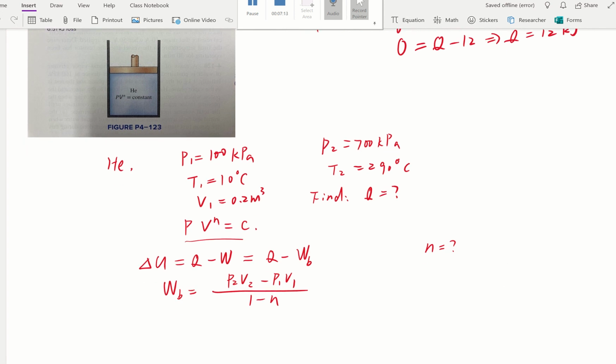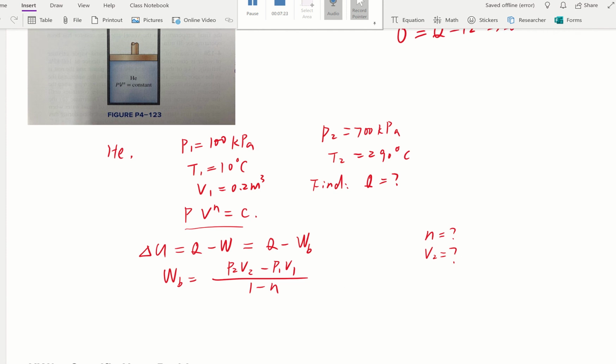When we find n, we need to figure out V1, V2, etc. Oh, we know V1, we need to find V2. Then we can find the boundary work. Then in order to find our Q, we need to find delta U, the internal energy change, and this is delta U for an ideal gas.